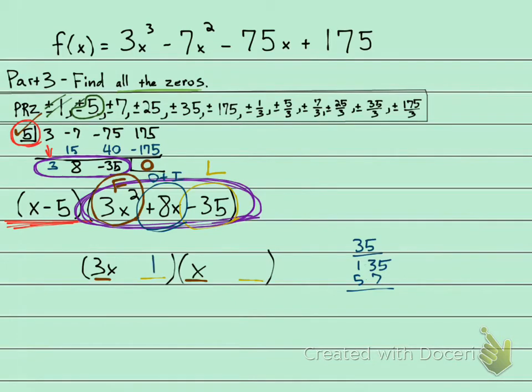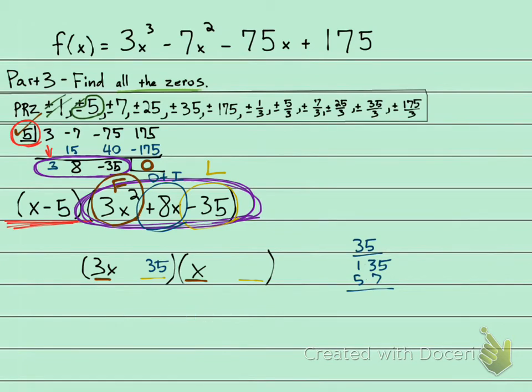If I put in a 1 and a 35, my outer is going to be too big, I know that. 35 times 3 is 105, and 1. Is that going to give me 8? Nope. So let's switch them around. Let's try 35 and 1. It's going to give me 3 and 35. That's not going to give me 8 either.